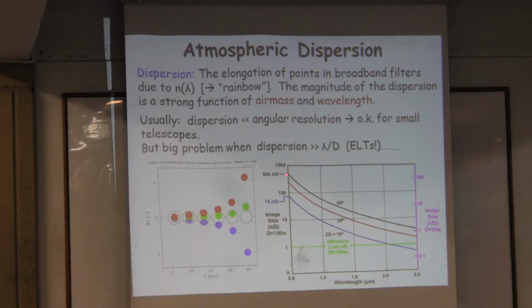So let's say you have this telescope here. What this plot shows is the image size, essentially if you would measure from here to here, your image elongation.